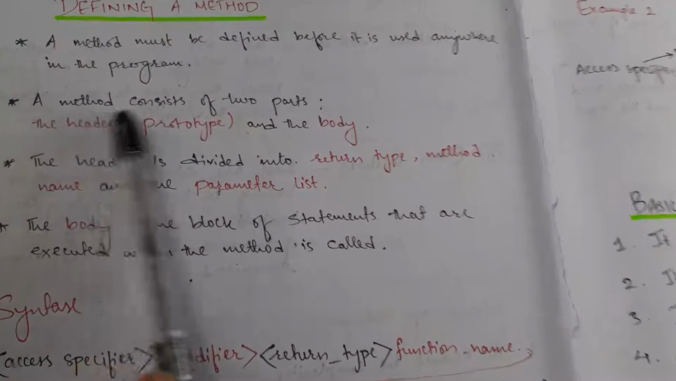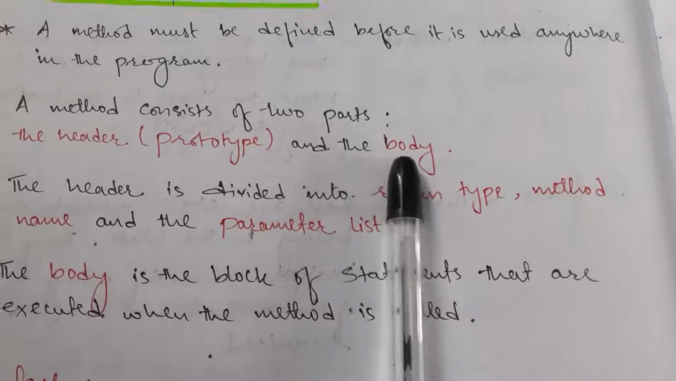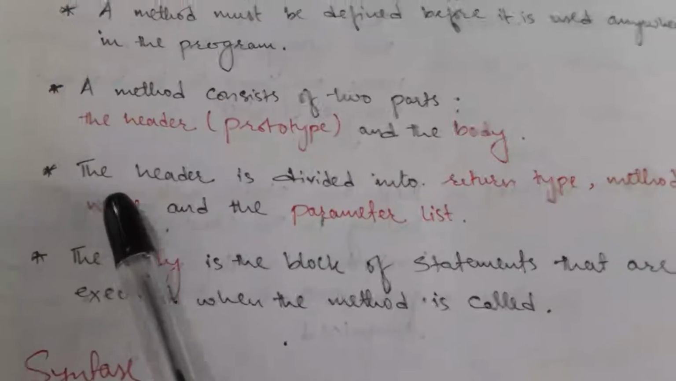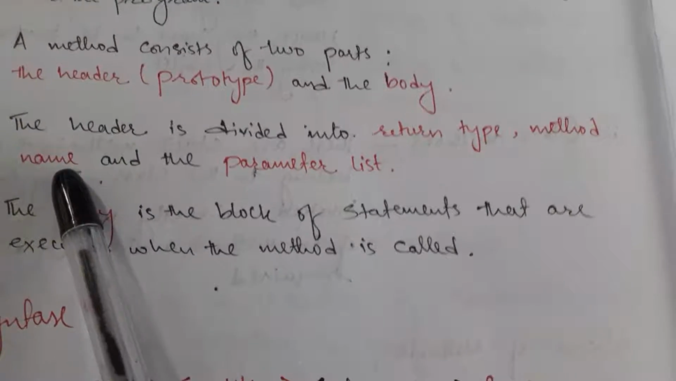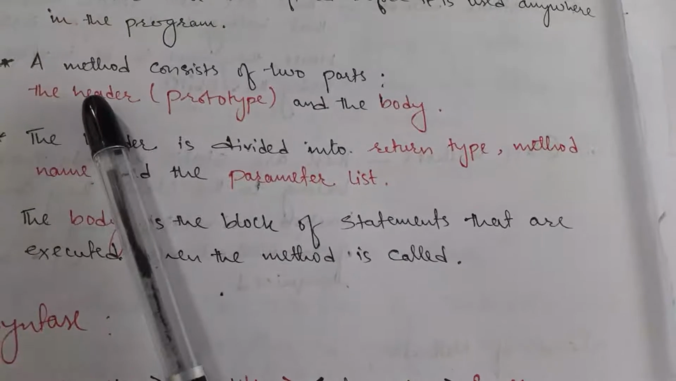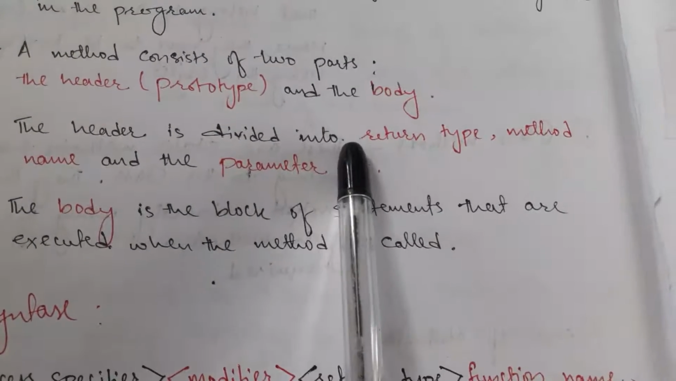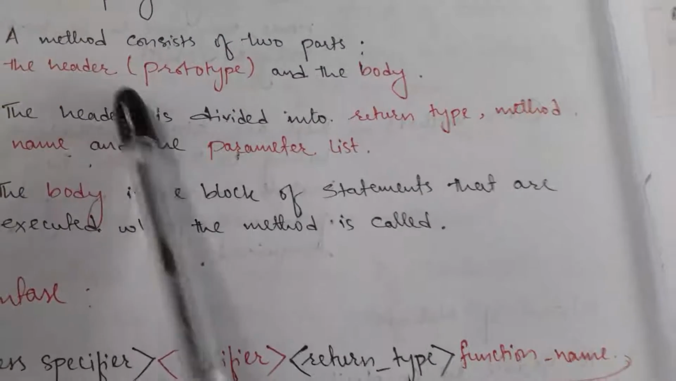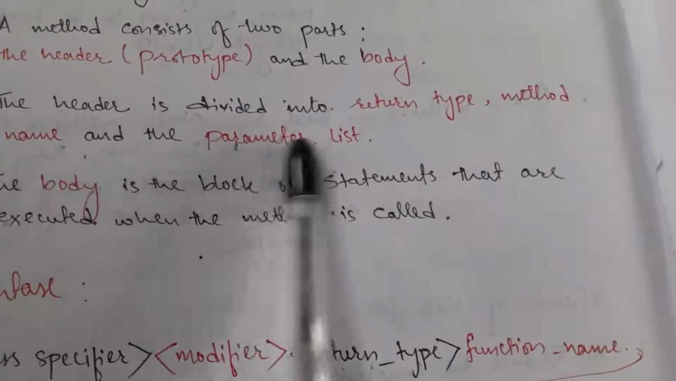The second point is, a method consists of two parts. The first part is called the header or prototype, and the second part is called the body. So these are the two parts of a method. Now point number 3, the header is divided into return type, method name, and parameter list. So there in the header part, the first part of a method, we can find the portion divided into 3 parts, which are return type, method name, and parameter list.